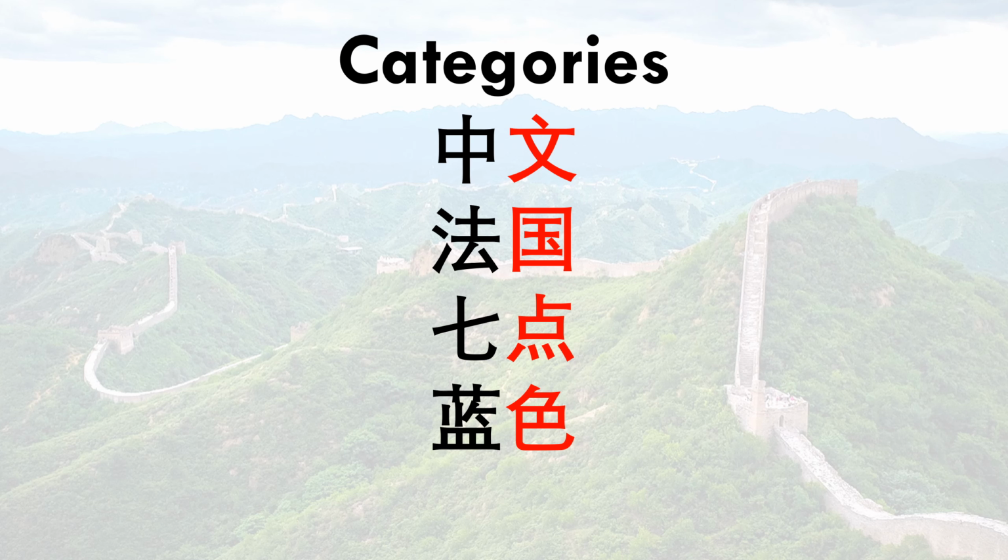Now, 蓝色, this is a color word. So 蓝 is the specific word referring to blue, and then 色 is the category, color. So I'm not saying 蓝色, rather it's 蓝色. The 色 gets de-stressed, 蓝色. So once again, 中文, 法国, 7点, 蓝色. Instead of 中文, 法国, 7点, 蓝色.